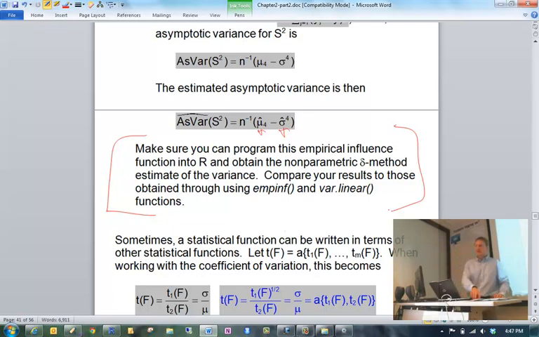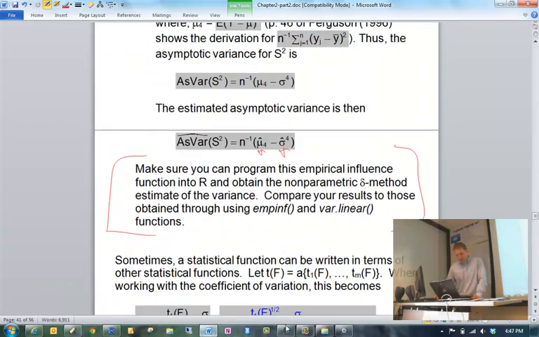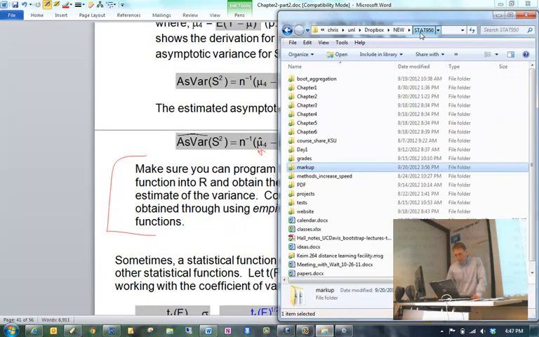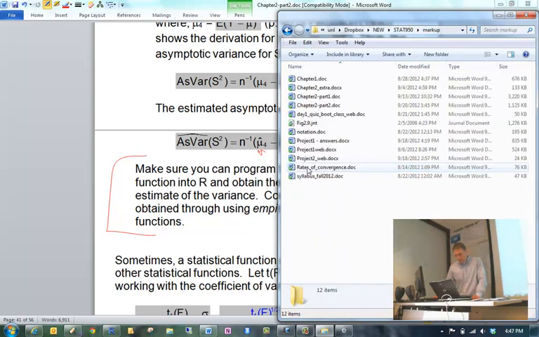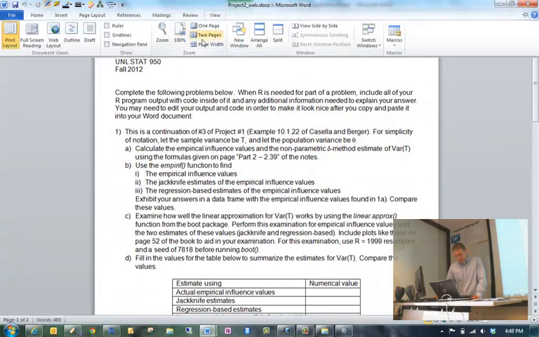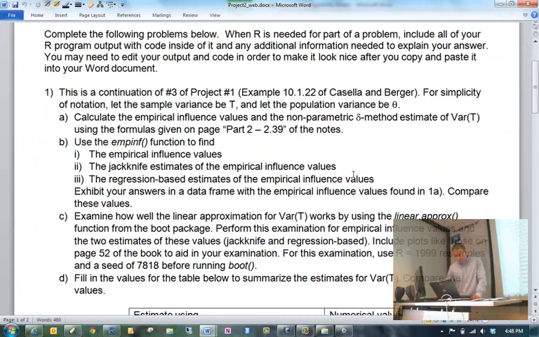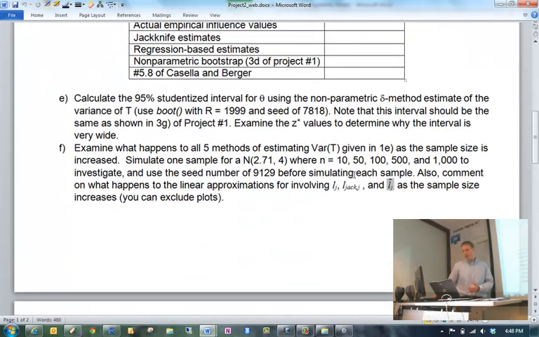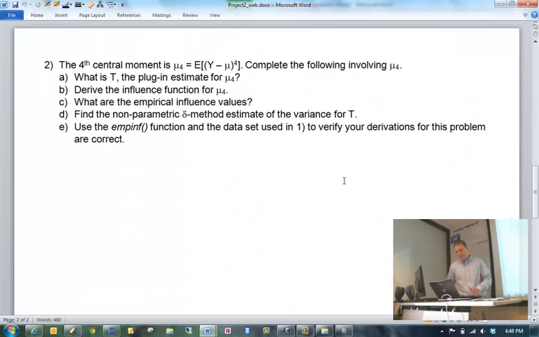So, since I mentioned the project, why don't you take out the project and we'll discuss it, at least part of it. Unfortunately, I closed out my file. Okay, let's actually look at problem number 2 first. Problem number 2 involves the fourth central moment, mu4. I was actually going to make this all about kurtosis, which involves the fourth central moment.